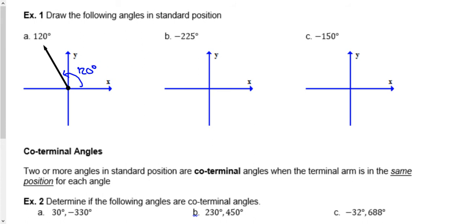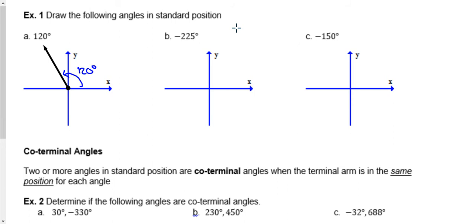In the next one, we're trying to figure out where negative 225 degrees is. For some people, trying to figure out negatives is a bit tougher, so I can figure out the positive version of this exact same angle. The way that we do that is, if you started from this initial arm and went in a full rotation, that's 360 degrees.